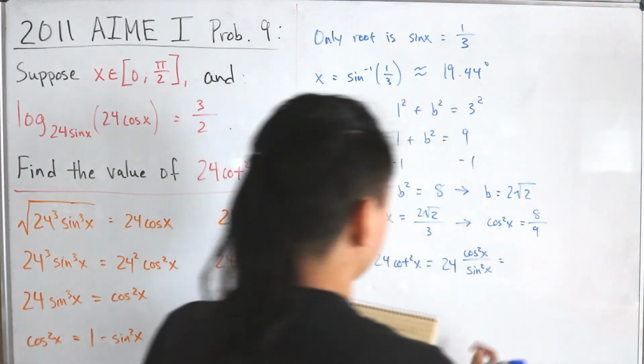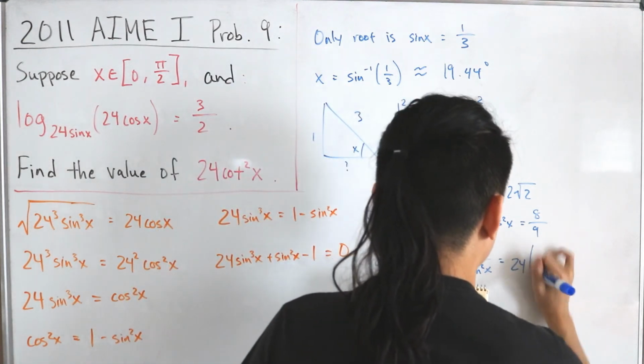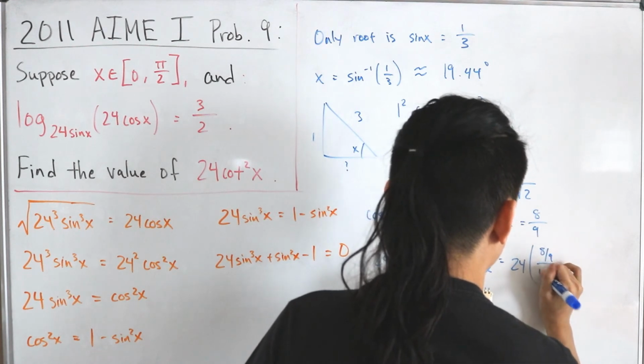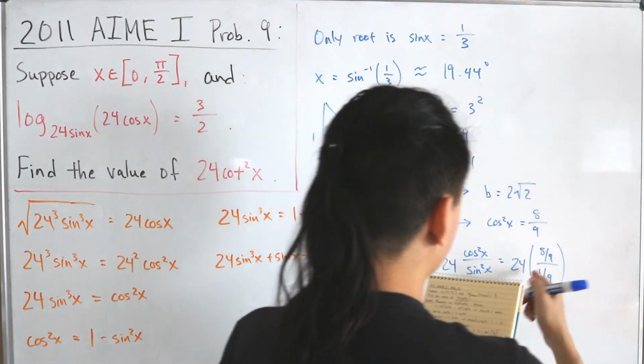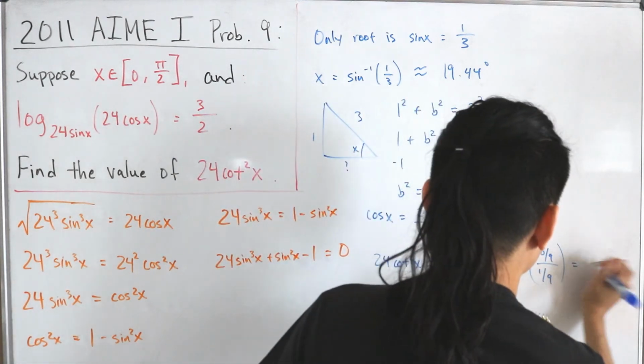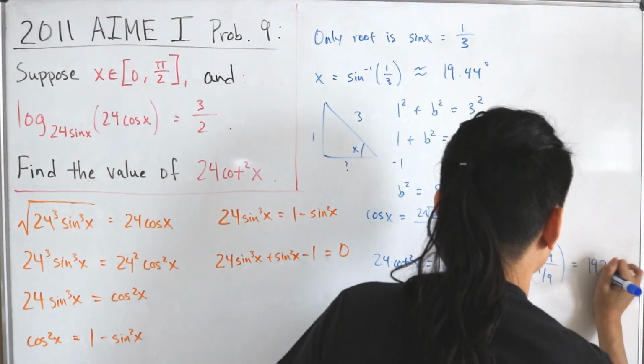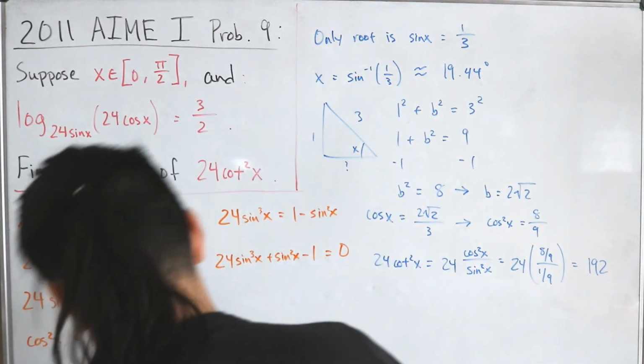Then we see that if we just plug this back in and square those, this is going to be 8 over 9 divided by 1 over 9. You solve all this out, and we're going to get that this is actually just equal to 24 times 8, which you multiply out, and you're going to get that this is just equal to 192. And just like that, that completes it.